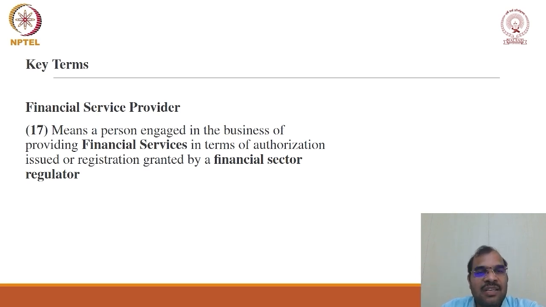So a financial service provider means any person who is engaged in the business of financial services. We have to understand the meaning of financial services. In terms of authorization issued, you cannot render financial services unless you have authorization from the concerned authority, or registration granted by the financial sector regulator. From this definition we can understand that it is any person who is providing financial services and who is regulated by the financial sector regulator. Then we have to understand the meaning of financial services and of financial sector regulator.